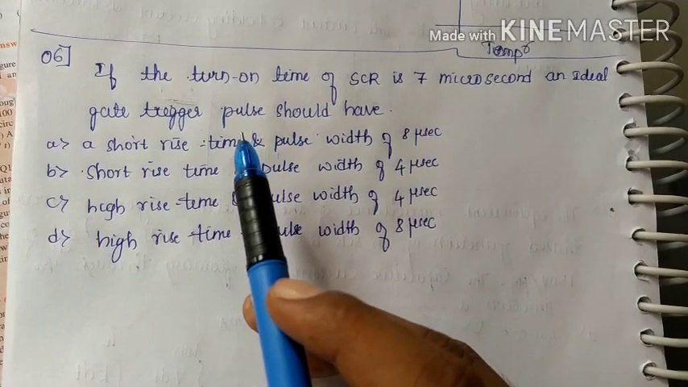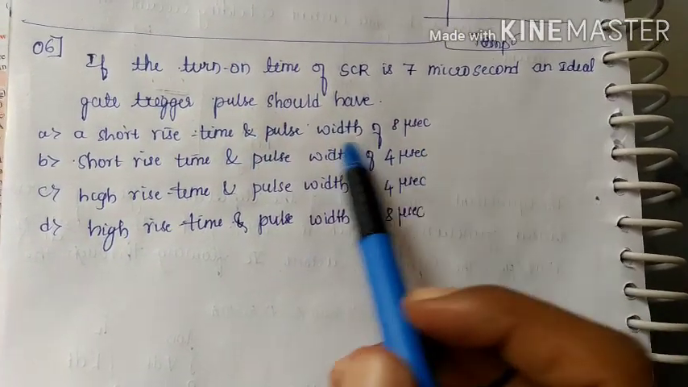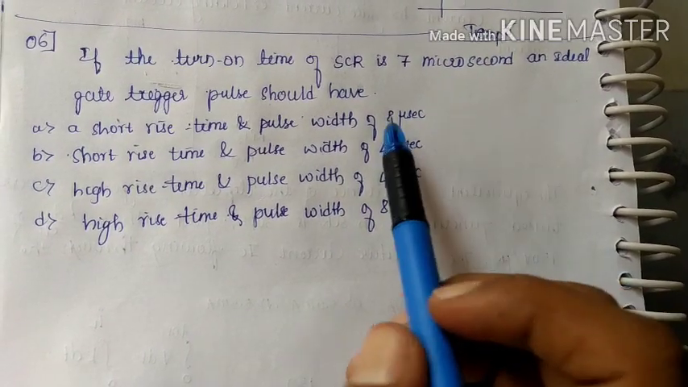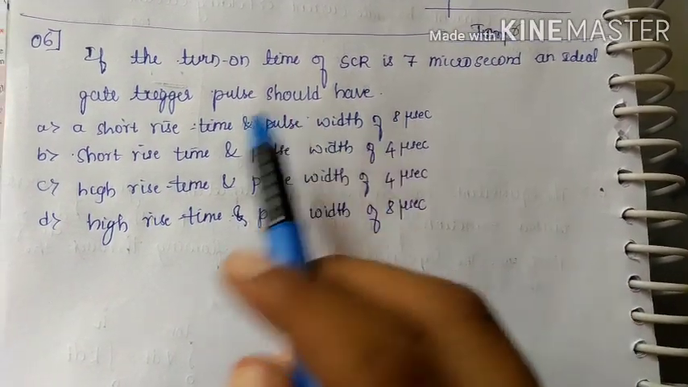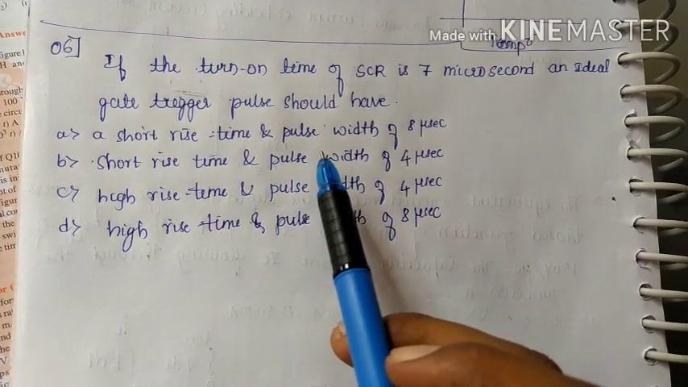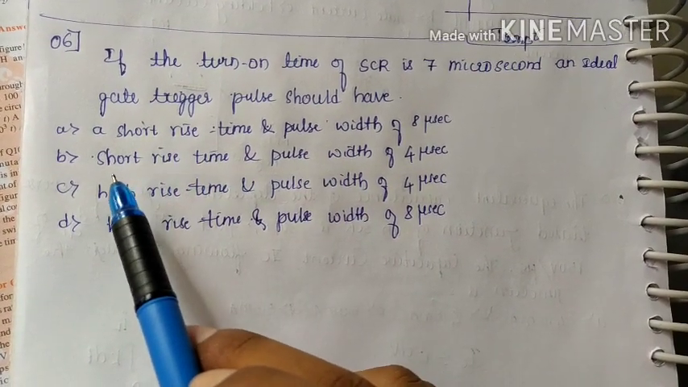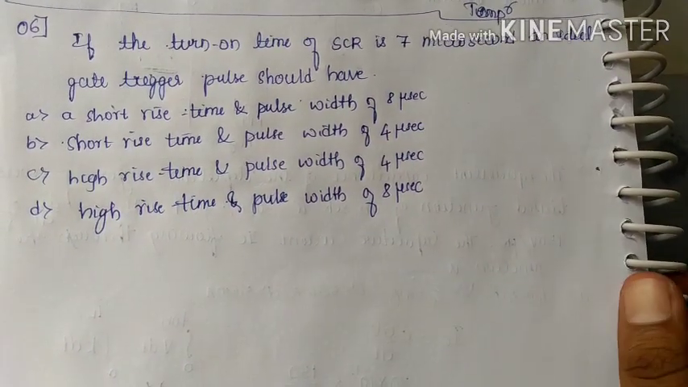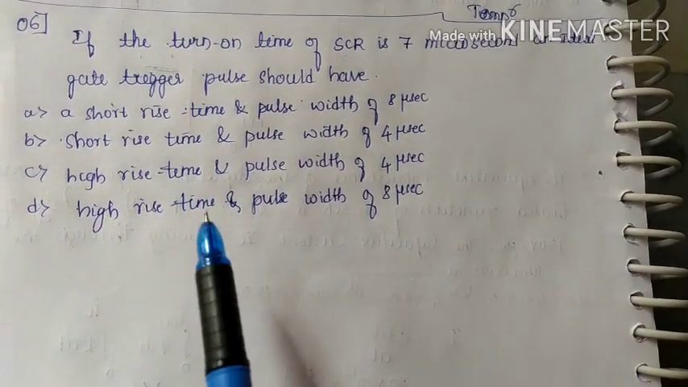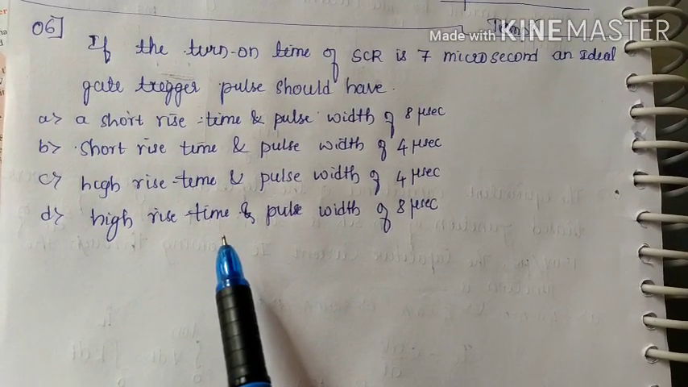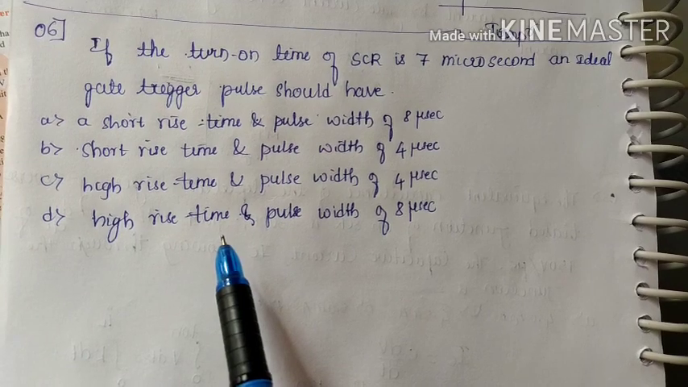Here is the next question. This question is also asked in IES 2014 question paper. So if the turn on time of SCR is 7 microsecond, an ideal gate trigger pulse should have dash. So they have given options as A short rise time and pulse width of 8 microsecond, B short rise time and pulse width of 4 microsecond, C high rise time and pulse width of 4 microsecond, and D high rise time and pulse width of 8 microsecond.